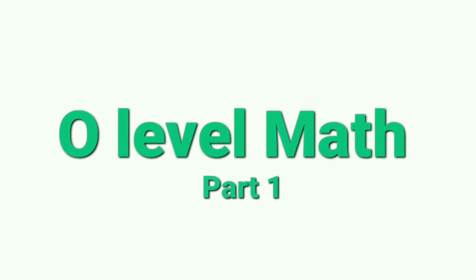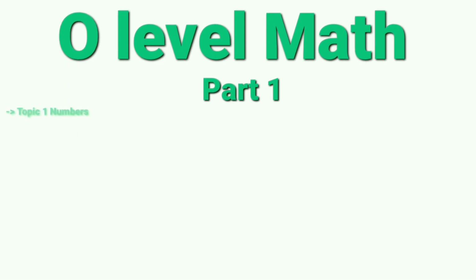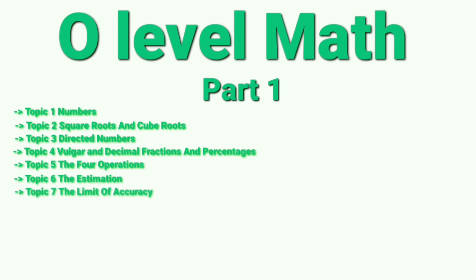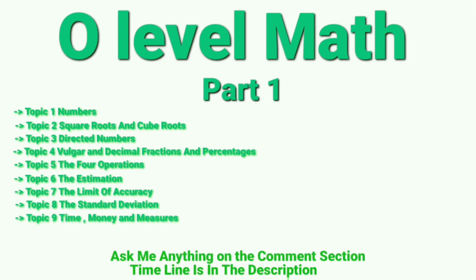O-level math part 1. Topic 1: numbers. Topic 2: square root and cube root. Topic 3: directed numbers, vulgar and decimal fractions and percentages, the four operations, estimation, limits of accuracy, standard deviation, time, money and measures. These are the 9 topics that we are going to cover.